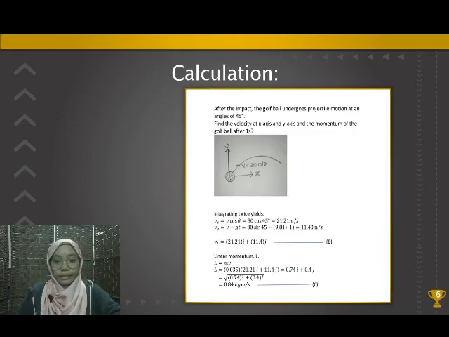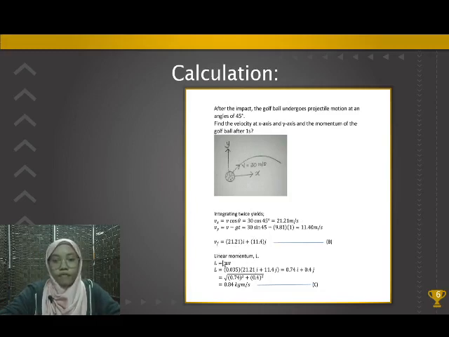Next, we find the velocity at the x-axis and y-axis after the impact. We already have the angle, 45 degrees. So we find the velocity at the x-axis and y-axis and the momentum of the ball after 1 second. We use integration. We can find Vx and Vy. We do the math, and we will find the values for the x-axis and y-axis. For the final velocity, we can conclude like this.